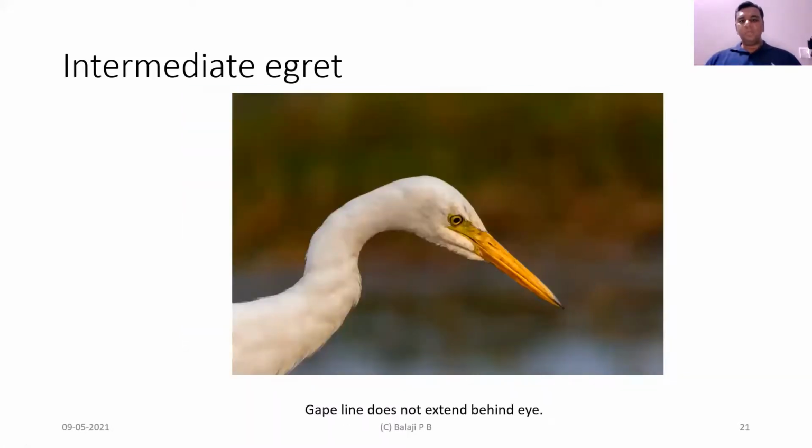And one of the important things that we have to make a note of is that in the intermediate egret, the gape line does not extend beyond the eye. So the eye ends here, the gape line also ends here. And you can see the black tip to the yellow beak. This is in the non-breeding plumage. So these are some of the points that you can observe in an intermediate egret.